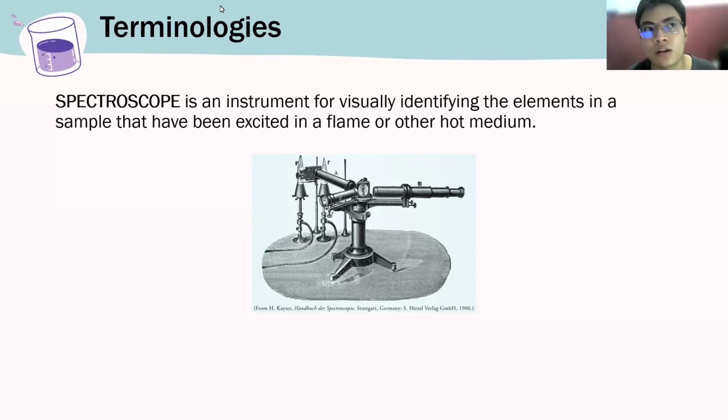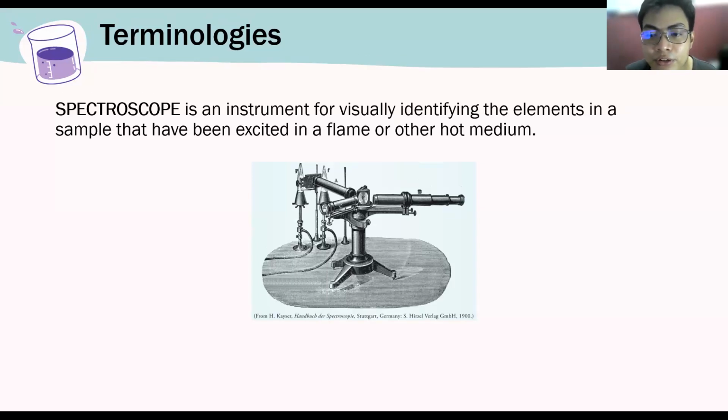So, given this context, mapapansin nyo na yung light, it has something to do with the identity of matter in it. So, it appears na kung iba yung element na nandun, iba yung spectra na makikita mo sa spectroscope. Siguro just to help you further visualize this.